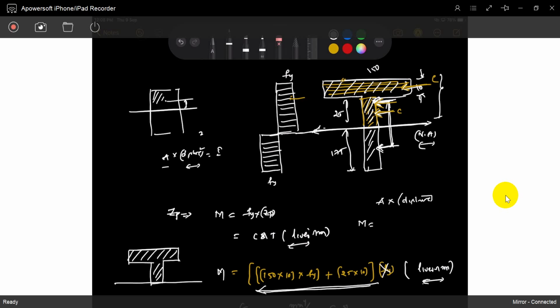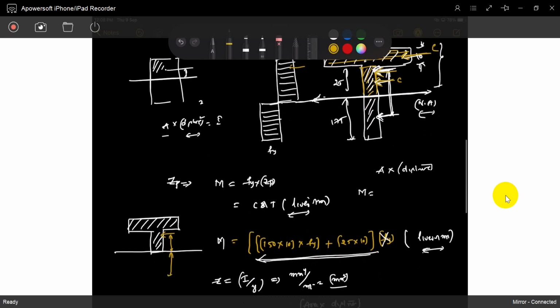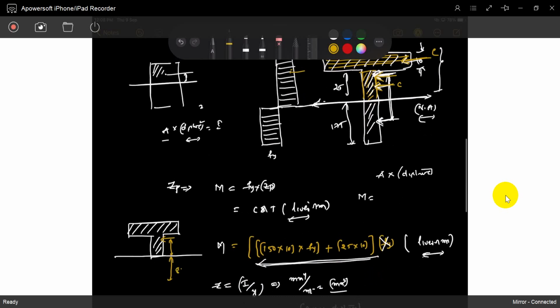So find out the plastic neutral axis. Find out the CG, somewhere here or somewhere in the flange, I don't know. Just find out this distance and this distance. This distance is already, you know, 87.5. Find out and multiply, you will get the same.